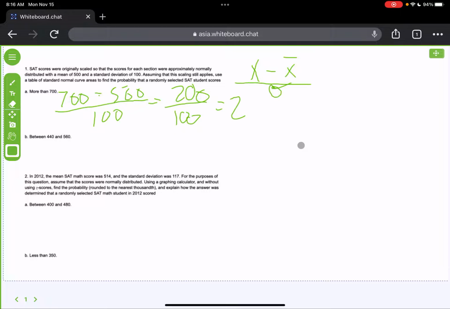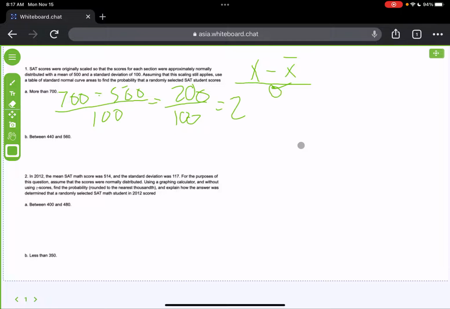Now, you've got to think about this though. When we look at our z-score table, that gives us the probability of everything to the left. If we're looking at more than 700, that's going to be to the right of 700. So we know that we are going to have to do what? 1 minus our probability, okay? Because think of it like this, you have to find the complement of everything to the left, right? Because you're looking for the right.